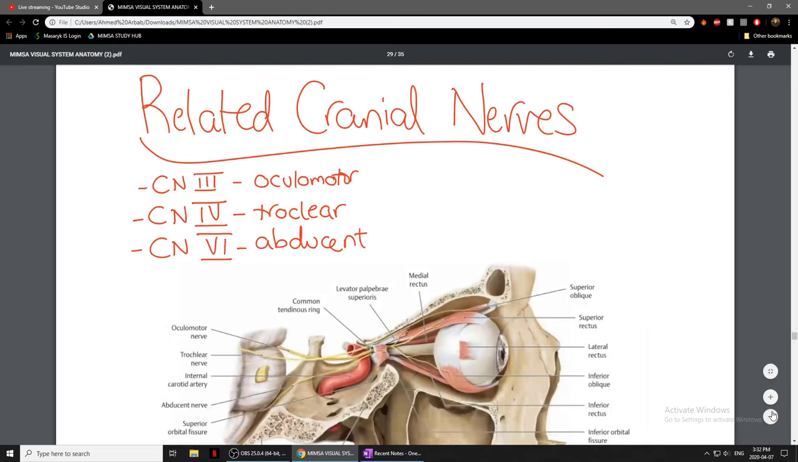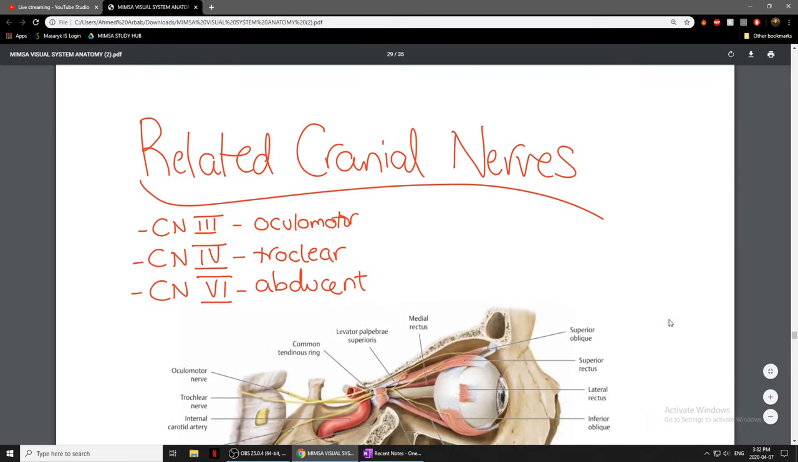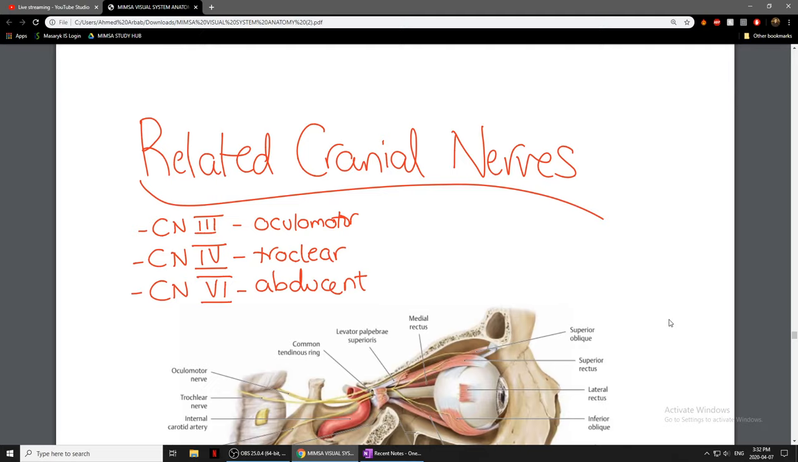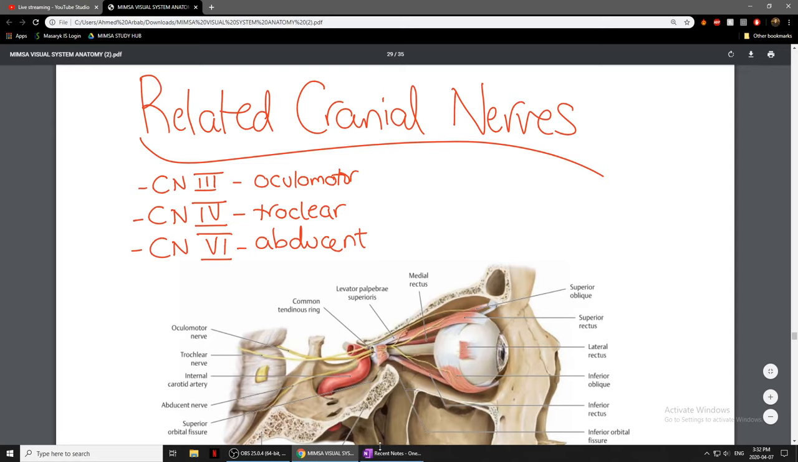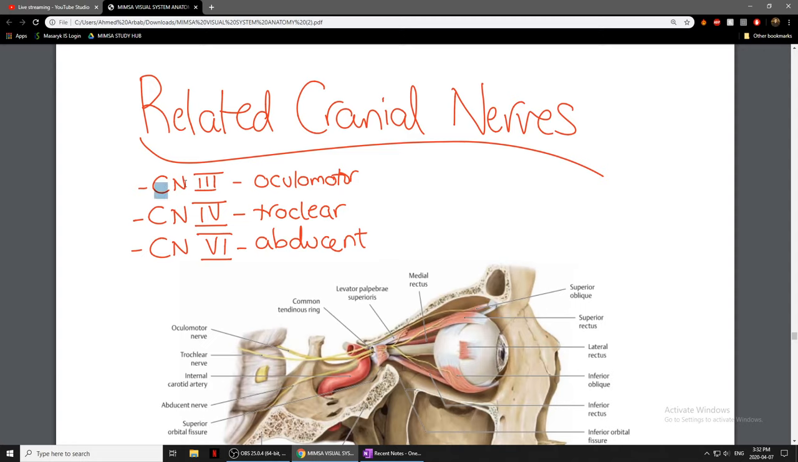Okay, so last thing, let's do the cranial nerves that are related. We are going to talk about cranial nerve 3, called the oculomotor, cranial nerve 4, called the trochlear, and cranial nerve 6, called the abducens. So 4 and 6 are pretty much the easiest cranial nerves out of all 12 that you're going to learn. 3 is the main one for the eye, but these two are extremely simple, so you'll be very happy to learn these two.